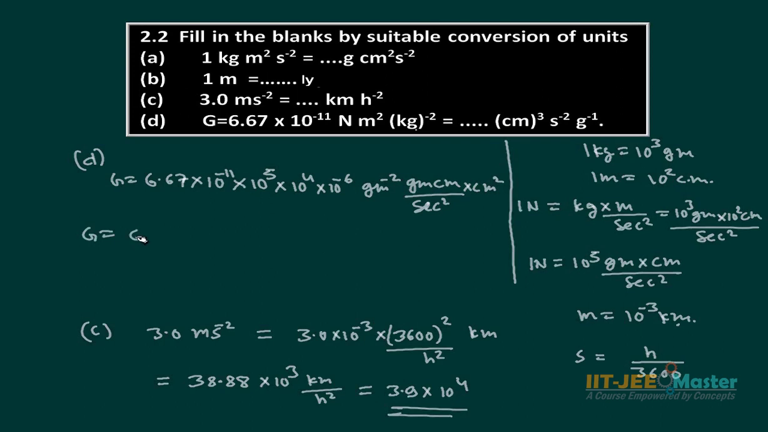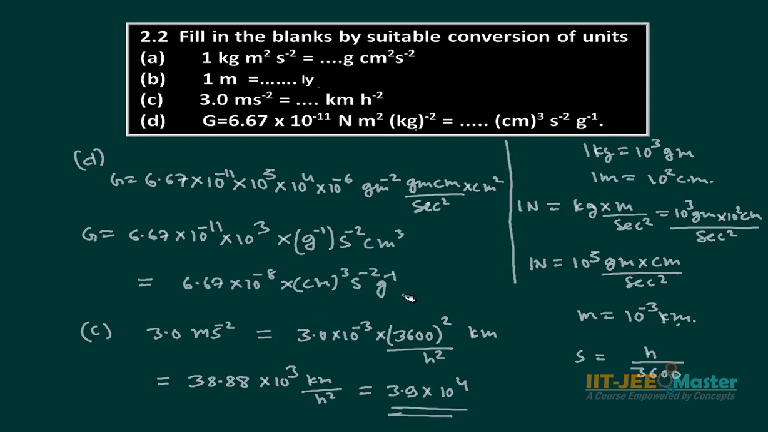G comes out to be 6.67 into 10 to the power minus 11 into all this, that is equal to 10 to the power 3 gram inverse, second to the power minus 2 obviously, and centimeter square and centimeter, that is centimeter cube. Now the answer comes out to be 6.67 into 10 to the power minus 8 cm cube, second to the power minus 2, gram to the power minus 1, and this is our answer. So you can do it like this. It is very easy if you remember very simple steps.